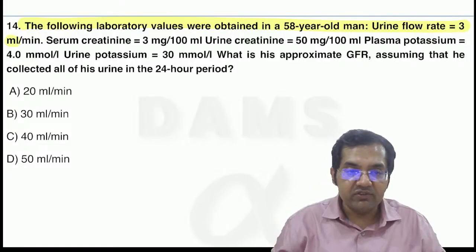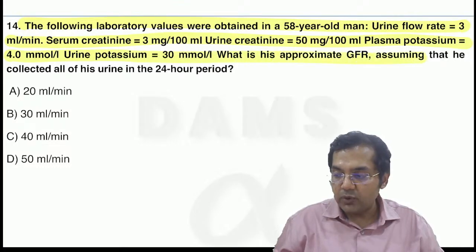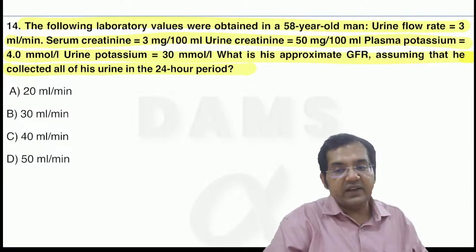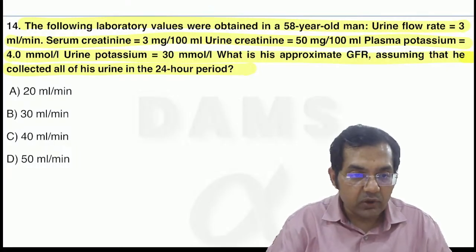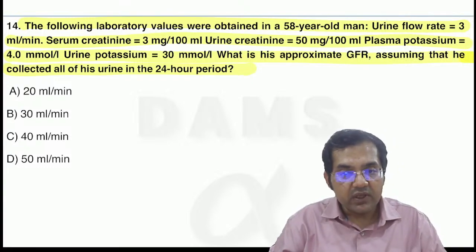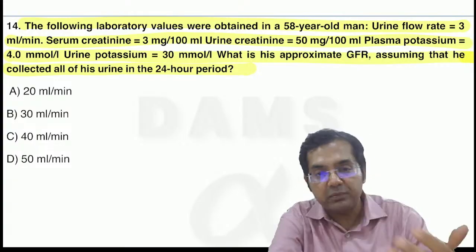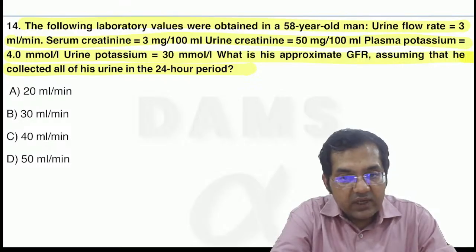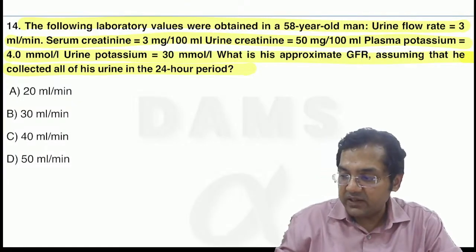Then moving to question 14, the following laboratory values were obtained in a 58-year-old man. Urine flow rate is given, serum creatinine is given, urine creatinine is given, plasma potassium, urine potassium. You have to calculate his approximate GFR, assuming that he collected all his urine in the 24-hour period. Remember, normally we say the gold standard for GFR measurement is inulin clearance, but clinicians prefer to use creatinine clearance. The reason is creatinine is an endogenous product of your muscle metabolism, but inulin is exogenous, which has to be given by a bolus dose followed by continuous intravenous infusion, right? So clinicians prefer creatinine. That is why I've given you creatinine here.